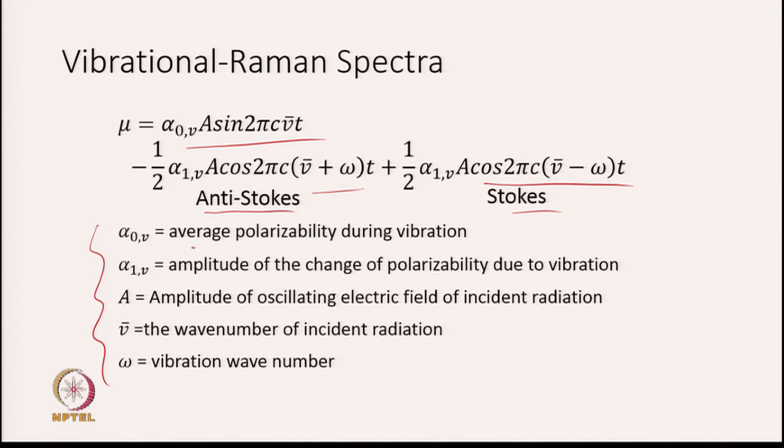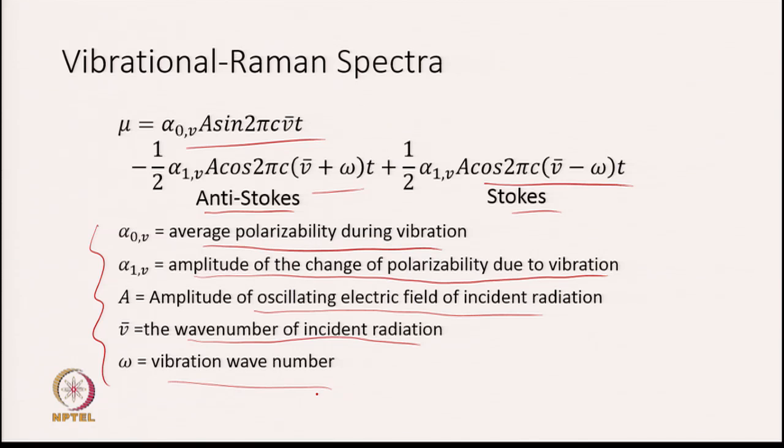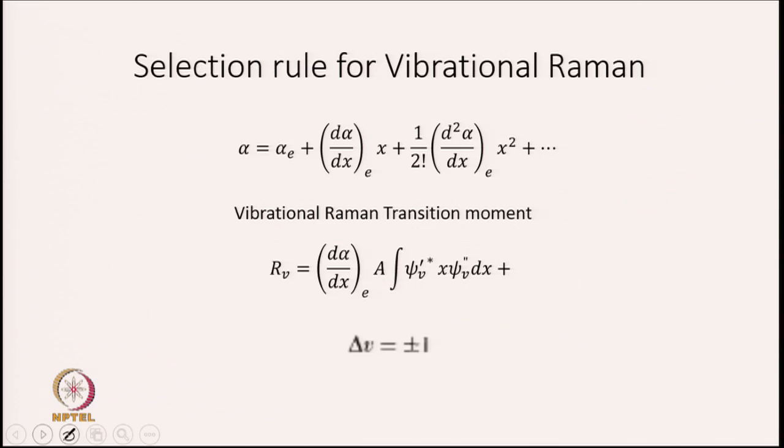Alpha 0 v, I told you, corresponds to the average polarizability during vibration. Alpha 1 v is the amplitude of change of polarizability due to vibration. A is the amplitude of the oscillating electric field of the incident radiation. Nu bar is the wave number of the incident radiation, and omega is the vibrational wave number. So, in the case of the vibrational Raman spectrum, you again get two lines, anti-Stokes and Stokes, along with your Rayleigh line, and the wave numbers here correspond to nu plus omega and nu minus omega.